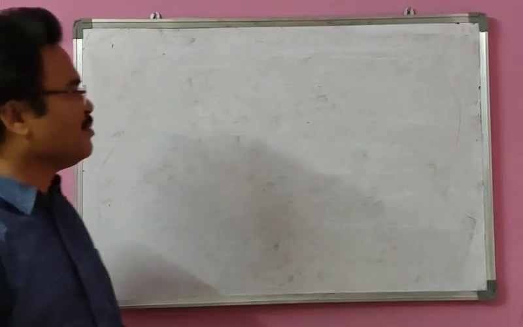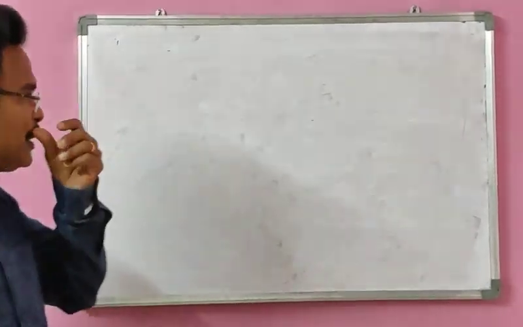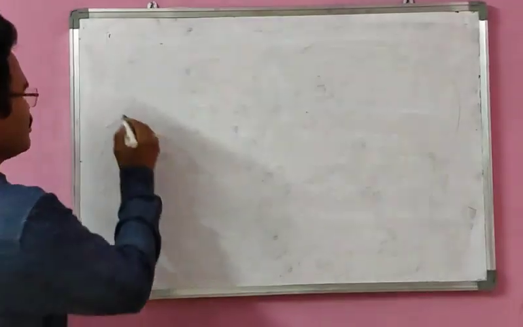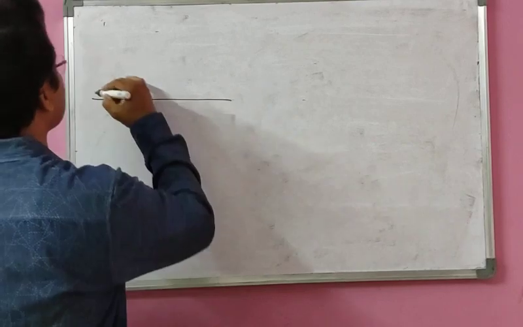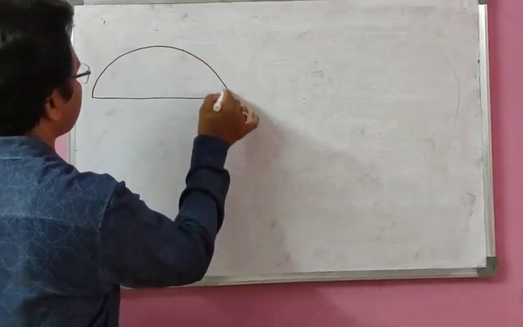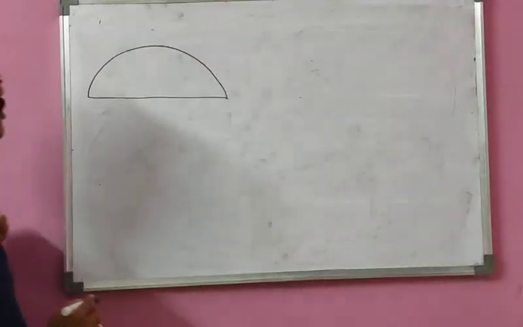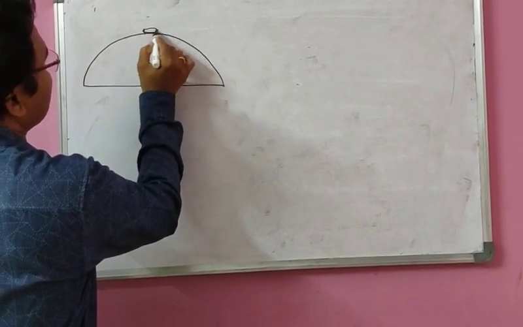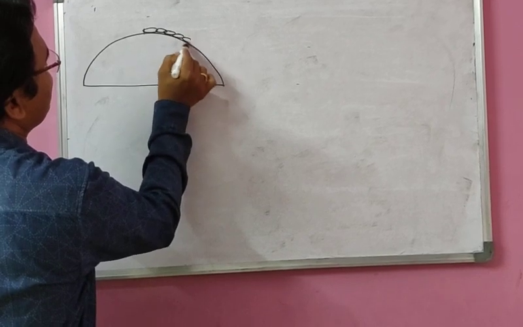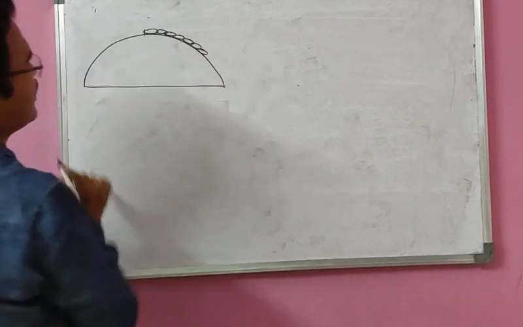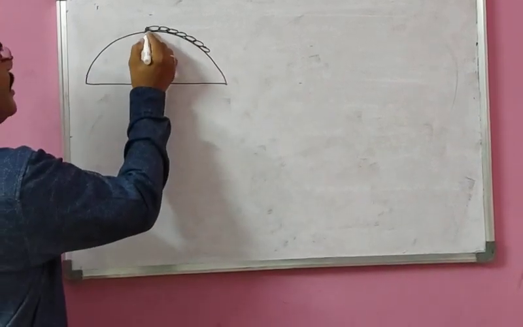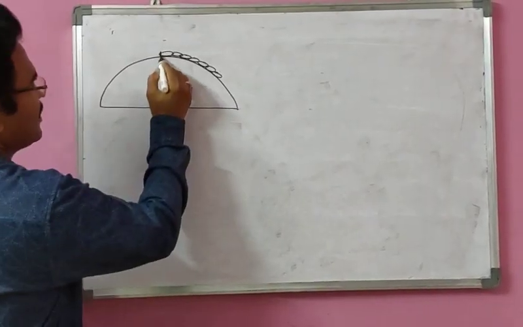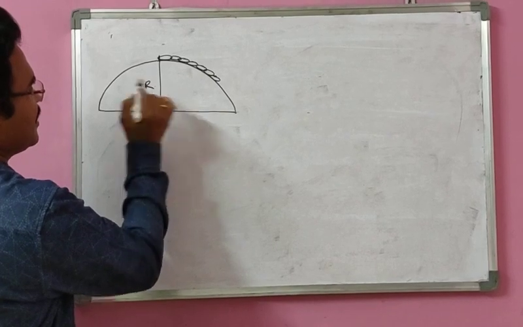Okay, we shall do one problem now. So how to calculate the potential energy? One problem that I'm going to tell you here. This is a semicircular, hemispherical bowl on which one chain of mass m is suspended like this, with one end fixed to the top of this hemisphere, and the hemisphere has radius r.